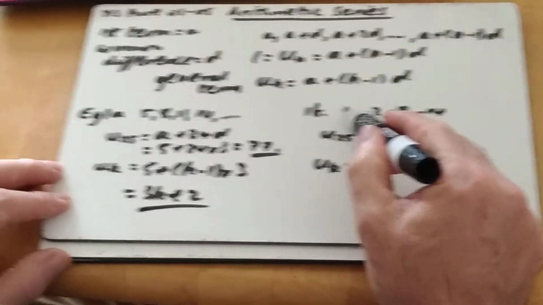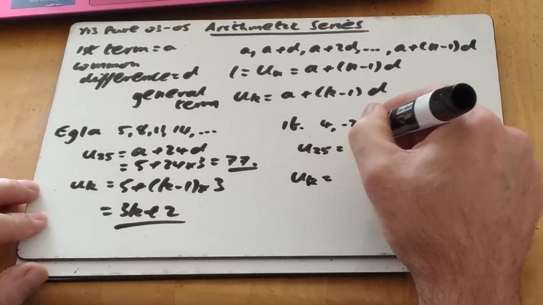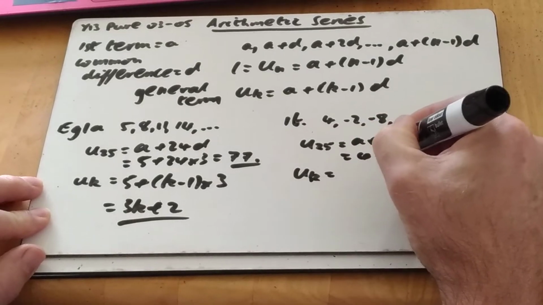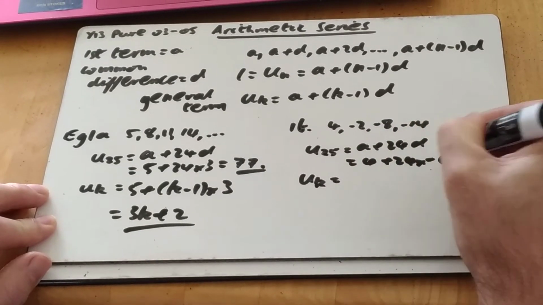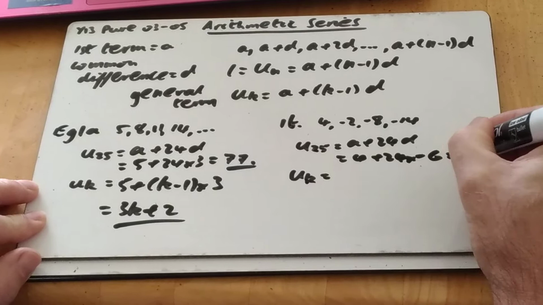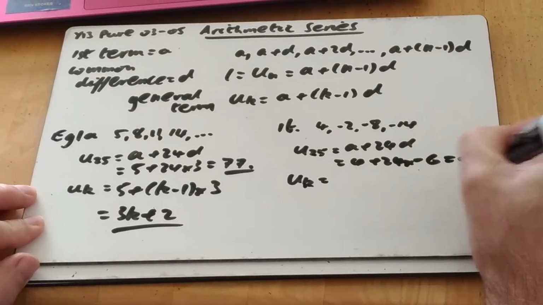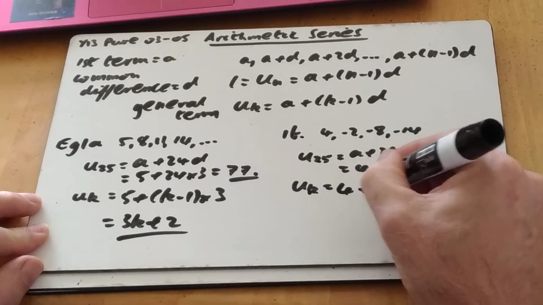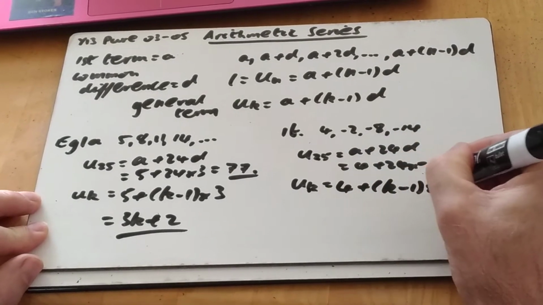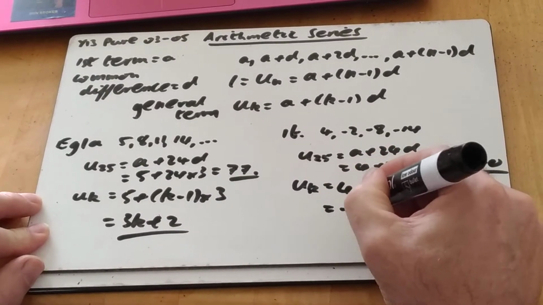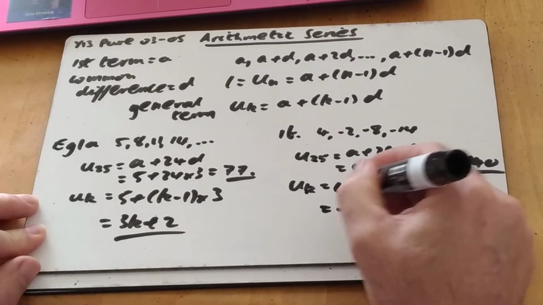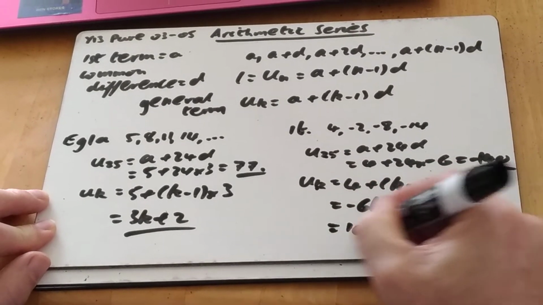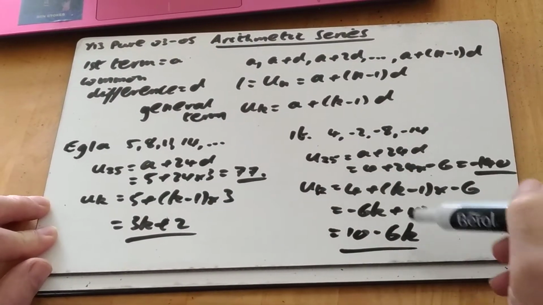1b starts at 4, goes down in sixes. So the 25th term, yet again, is A plus 24D, which is 4 plus 24 times minus 6, minus 144 plus 4, minus 140. And as I say, the kth term is 4 plus (k minus 1) times minus 6. So I've got minus 6k plus 6 plus 4, or 10 minus 6k. And that's very similar to what you would have done as an nth term at GCSE.